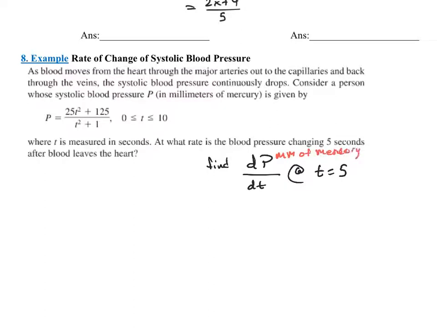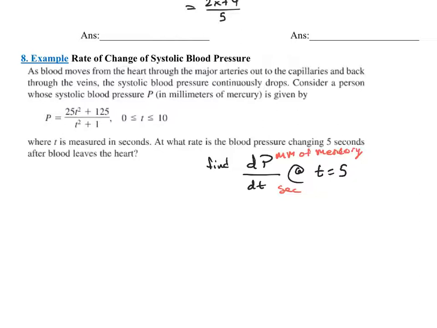Mercury, and the time is measured in seconds. And remember, in any real-world problem, we need to label our answers. So this is going to be in terms of millimeters of mercury per second. Okay, so let's go ahead and work on finding that derivative.